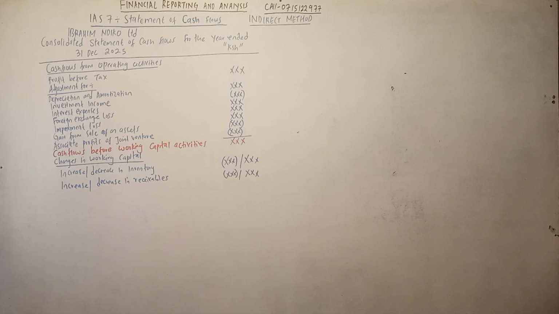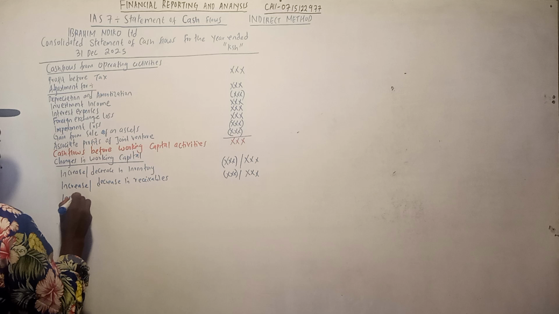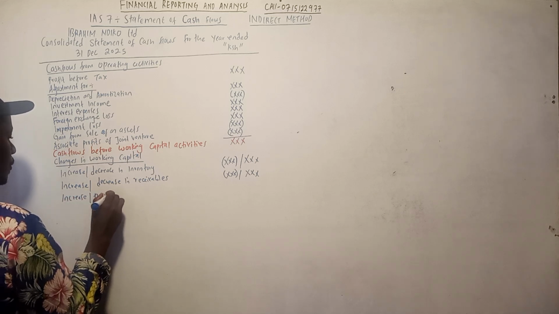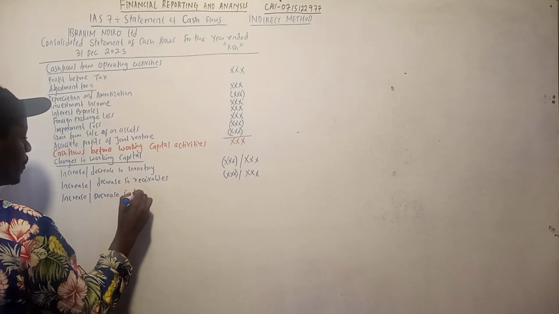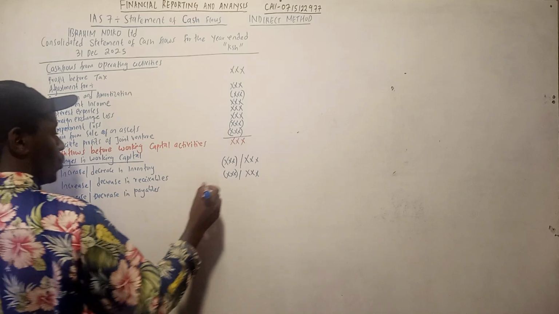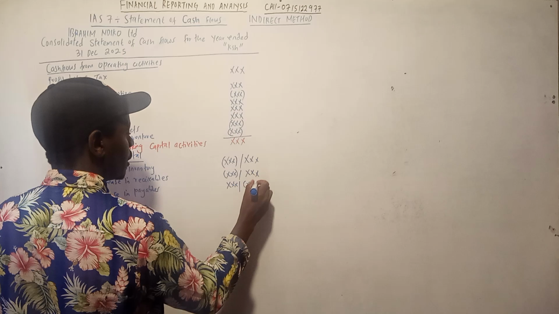So I hope that one is a good explanation. Then you have payables. You can have an increase in payables, or you can have a decrease in payables. When you have an increase in payables, it is money in. The other one, it is money out.